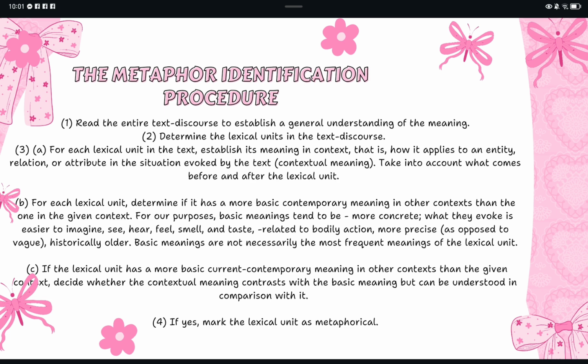So, the storm of emotions overwhelmed her. Their contextual meaning: the word storm is used to describe a strong emotional state. Their basic meaning: a storm is a meteorological phenomenon involving wind, rain, or snow. Their comparison: the emotional intensity is compared to the physical force and the chaos of a storm. So the use of storm is metaphorical because it extends the meaning beyond its literal sense to create a vivid image of the emotional turmoil. By following those steps, we can effectively identify and analyze metaphorical language in a text or discourse.